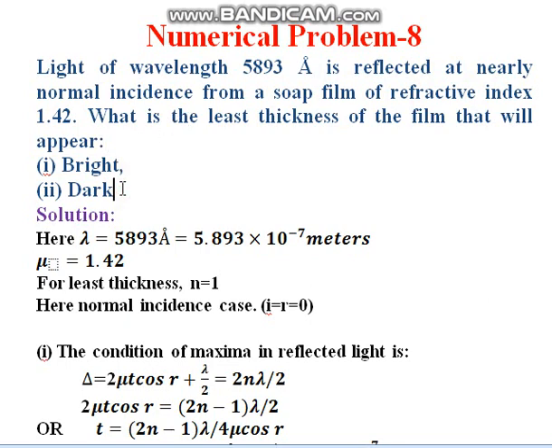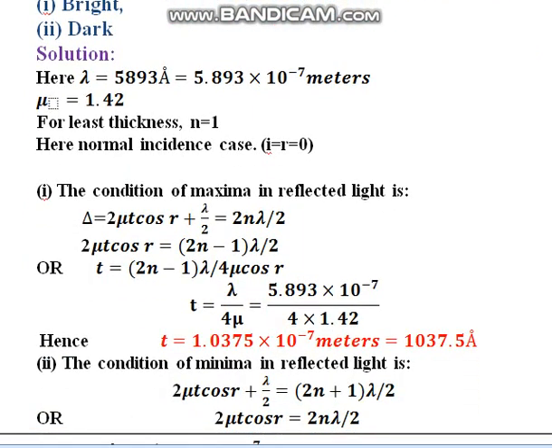So there are basically two numericals. First we calculate the thickness for the bright condition, then we apply the dark condition and again use the concept for the thickness calculation. Lambda is given in angstrom, so we convert it into meters. Refractive index is 1.42 and for least thickness n = 1. For normal incidence, i = r = 0. Let's take the first case, bright.